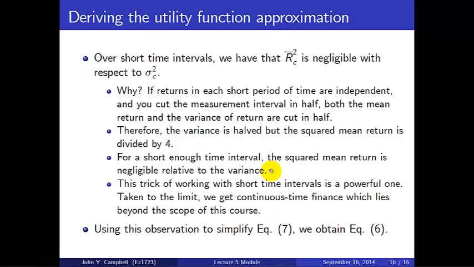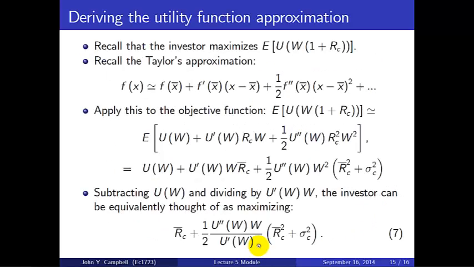Now, I should mention that this trick of working with short time intervals is a very powerful one. If we take it to the limit, we get continuous time finance, and that lies beyond the scope of this course. But in any case, if we use this observation to simplify equation 7, we'll get equation 6. Let me take you back for a moment. We're going to basically neglect R bar C squared. So we've just got sigma squared C.